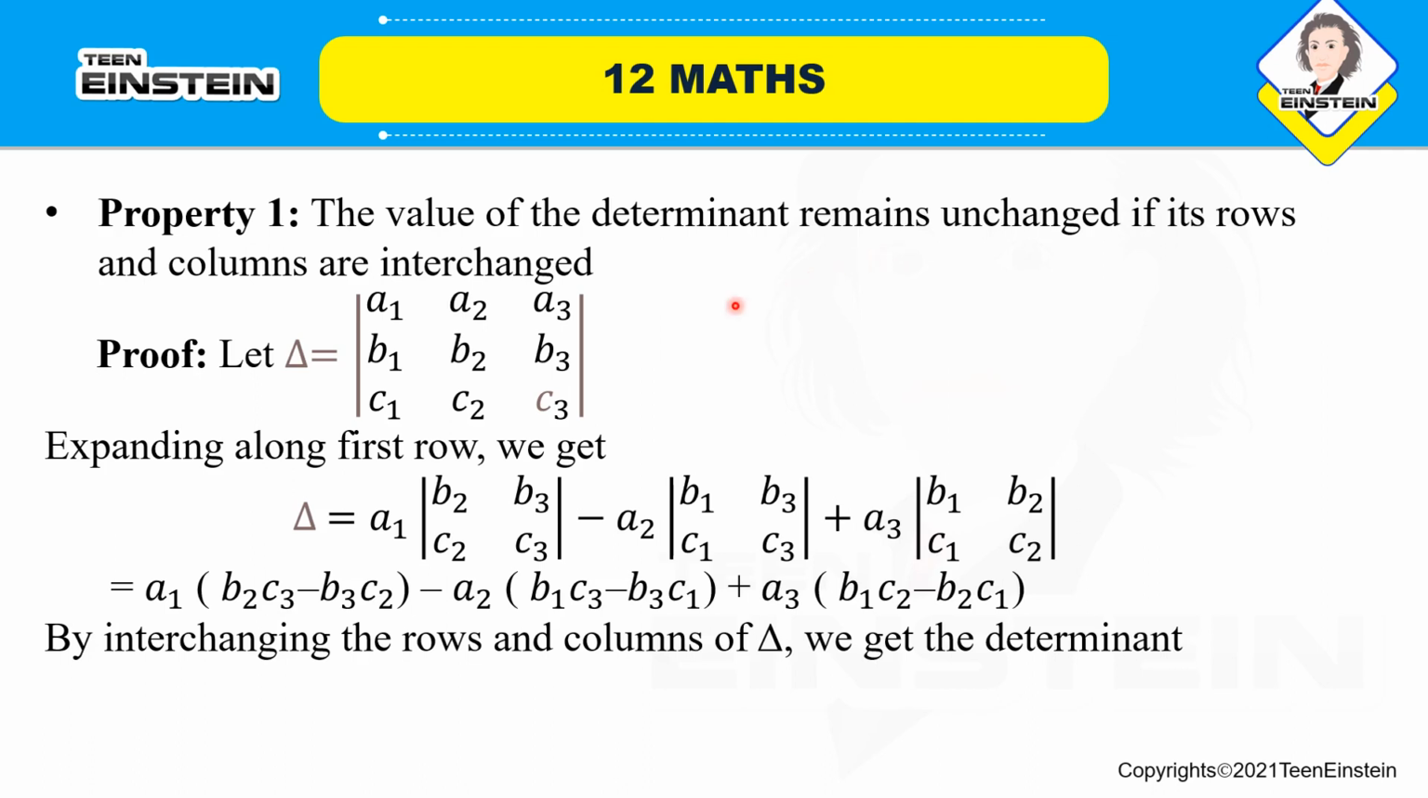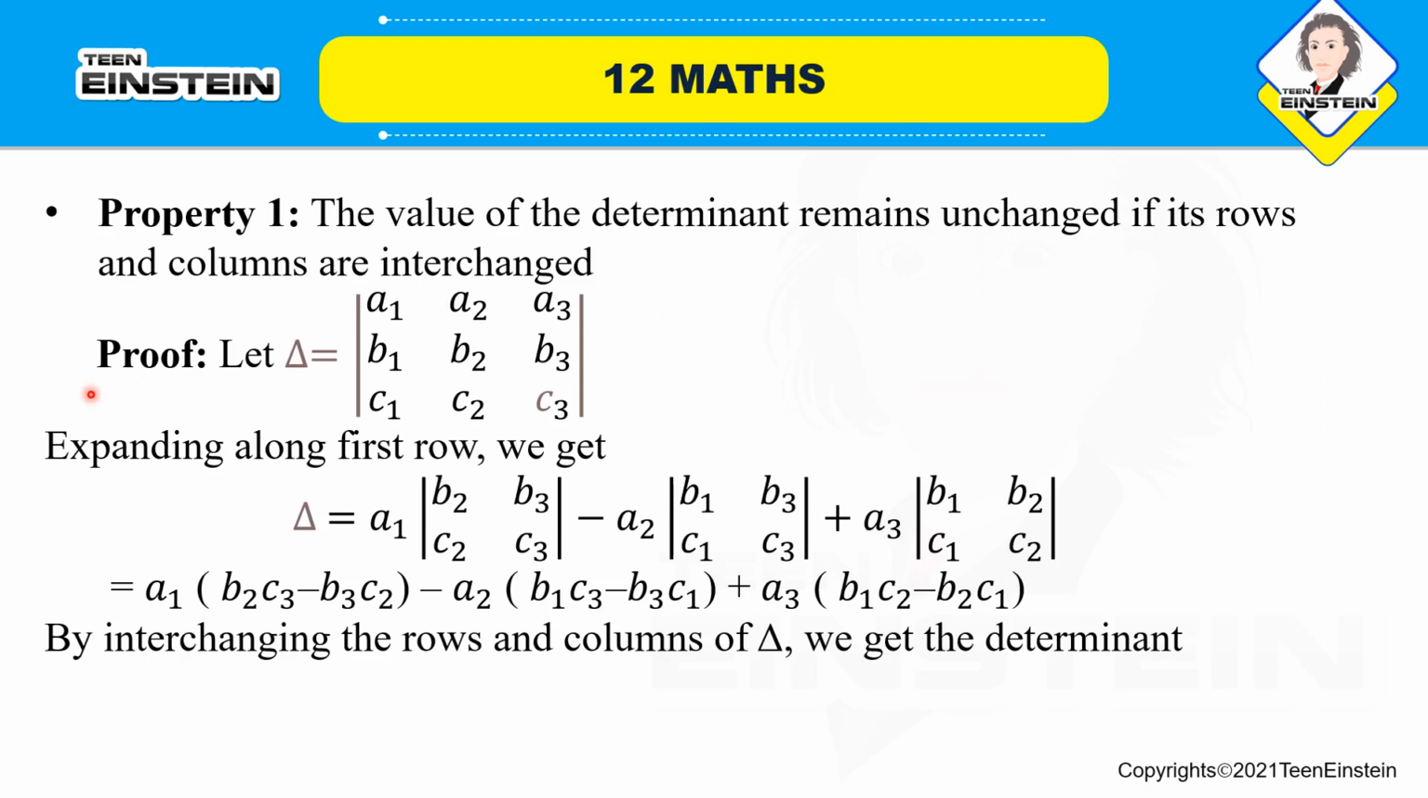We will use all these properties when we solve problems. So these properties are very important, right? So what is the first one? The value of the determinant remains unchanged, that is, remains the same if the rows and columns are interchanged. Let us prove this property.